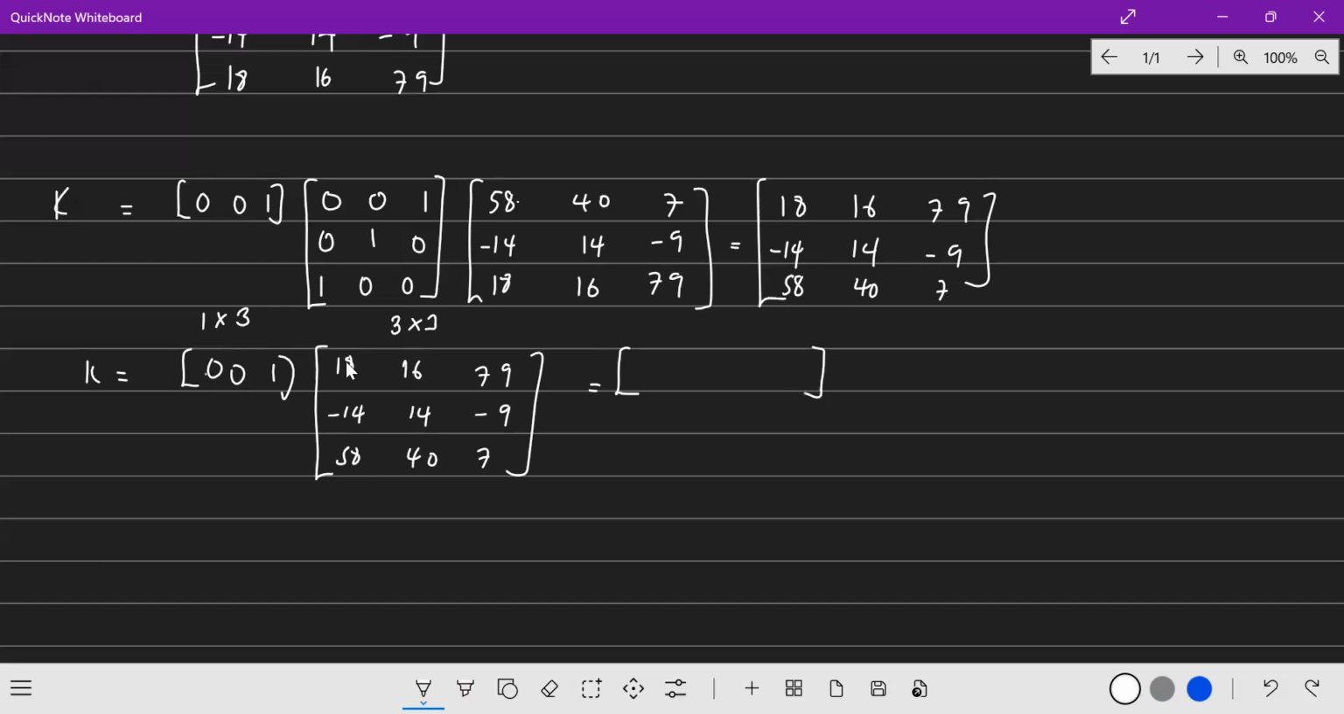So this row by the column, 0, this 0 is 58, right? That's 40 there, and then that's 7 here if you multiply them. Remember it's row by column, so this multiplied by this is the first element right here. This by that, second element right there. This by that, third element right there. So those are the values of K, meaning K1 is equal to 58, K2 is equal to 40, K3 is equal to 7. I don't know if there's any mistake or something like that.